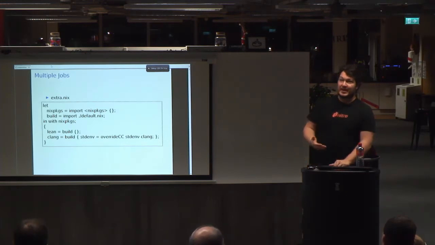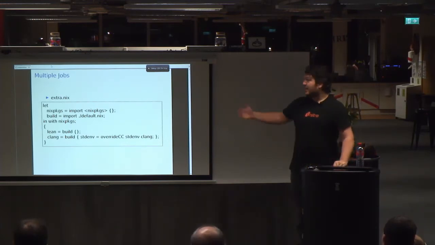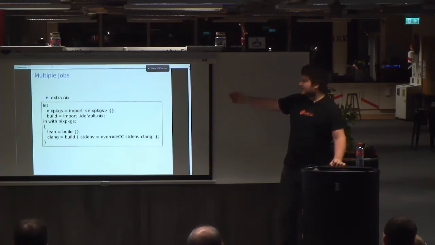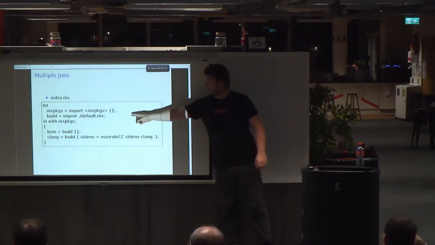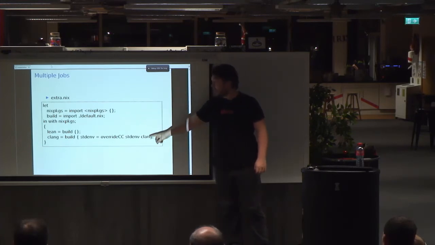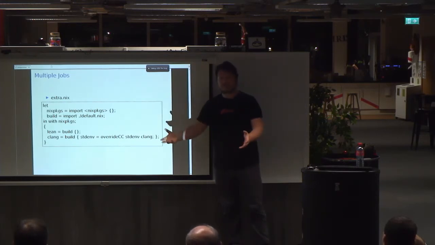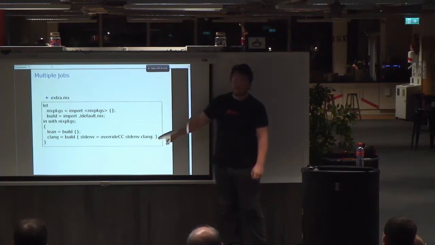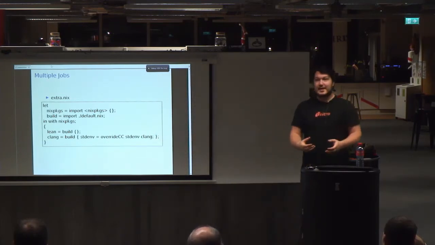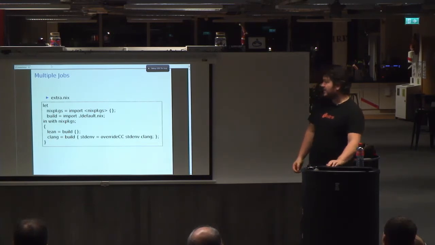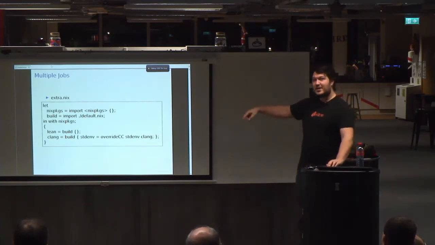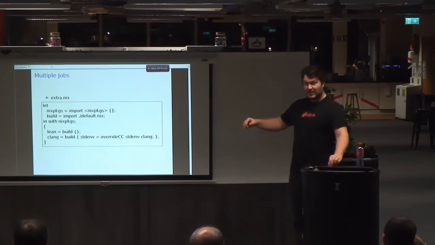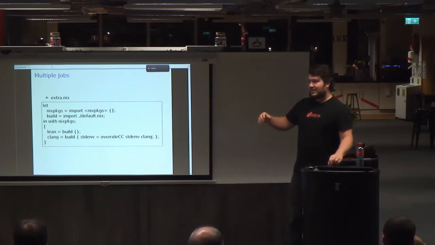So I wanted to make multiple jobs so I can pass it to my CI server. I create a file called extra.nix that imports the Nix packages, and that imports my package in default.nix. And now I can specify different jobs. I call one job lean, which just builds the lean project. So it calls my package with the default arguments. And here I can specify a different one called clang, which calls my package and builds it for the clang compiler using the clang stdenv by overriding the compiler in the standard environment. It can be complicated, but there's some nice documentation for it.